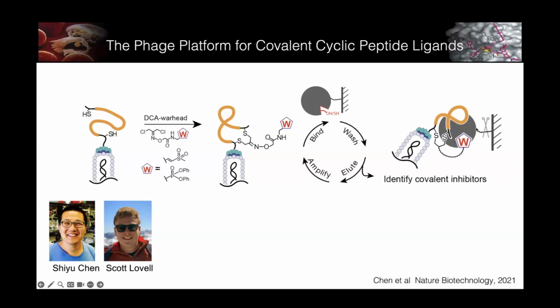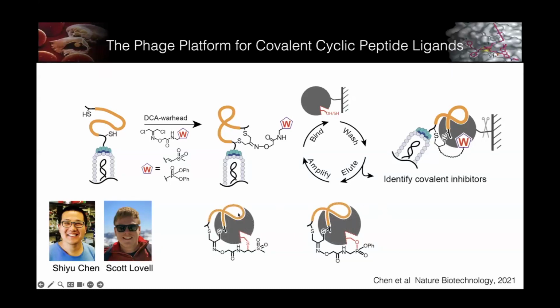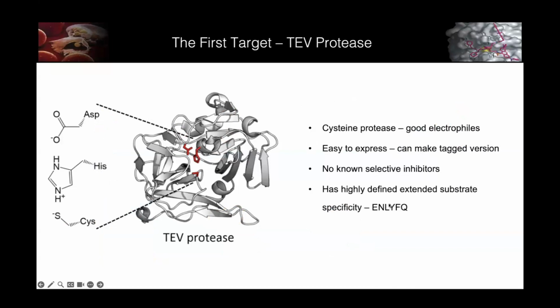just reversibly bound. And then at the end, you actually cut your protein off of your affinity resin, and that elutes the phage, and you can then optimize various cyclic peptides that contain a reactive warhead. And you can see here 2 examples of vinyl sulfone for a cysteine protease and a diphenyl phosphonate for a serine protease. So one of the first targets we did was TAV protease.